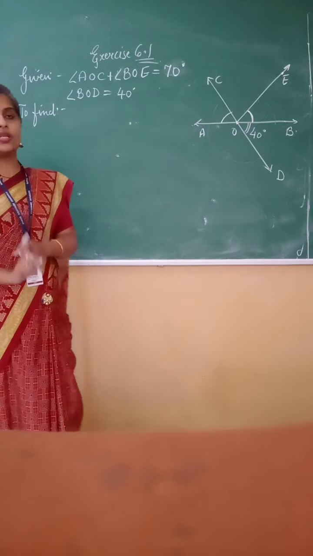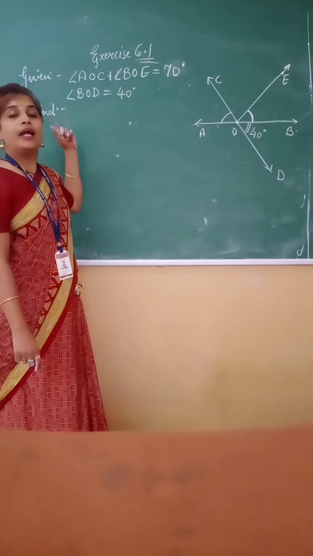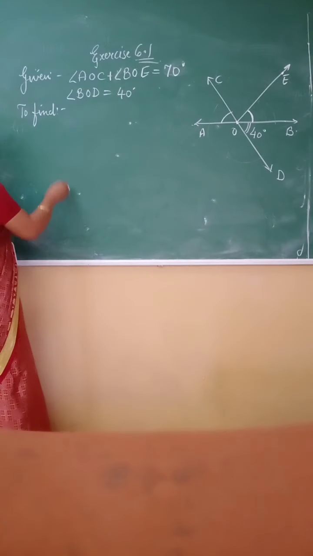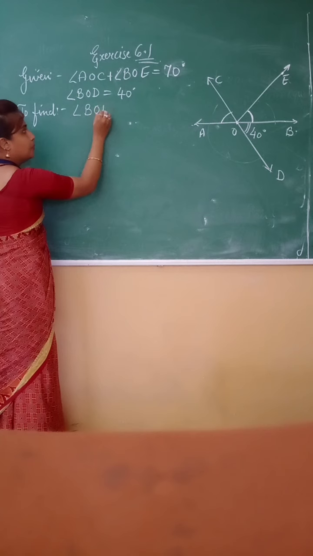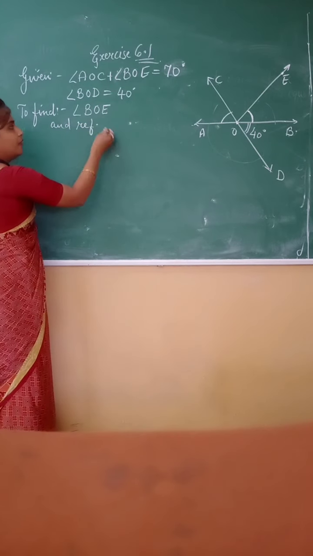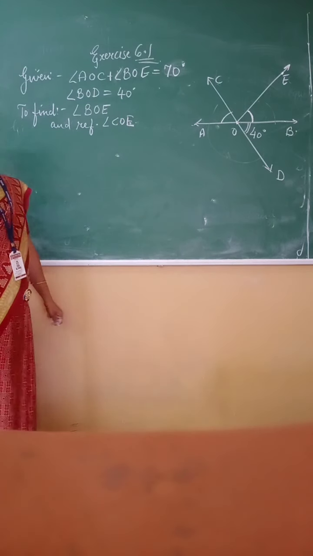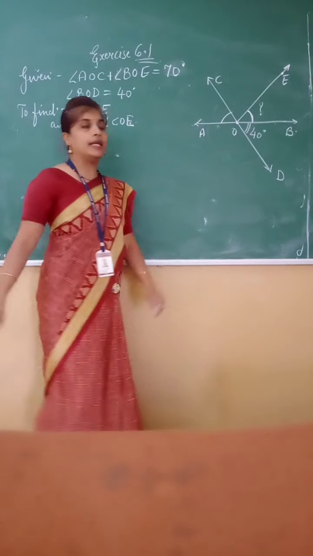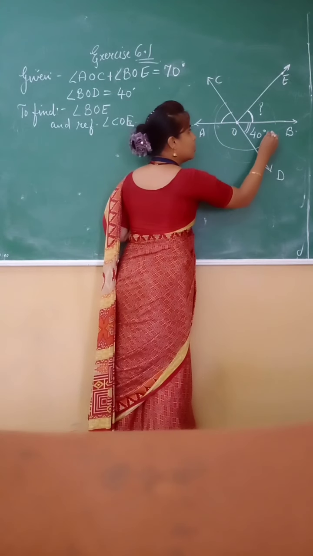जब भी हम कोई क्वेश्चन करते हैं लाइन साइड एंगल से, ऑलवेज राइट व्हाट इज गिवन टू अस एंड व्हाट वी आर गोइंग टू फाइंड एंड देन स्टार्ट आवर सॉल्यूशन. ओके, सो हियर वी हैव टू फाइंड द मेजर ऑफ एंगल BOE and reflex angle COE. दो चीजें हमें फाइंड करनी है. The value of this angle, that is angle BOE, and reflex angle COE.